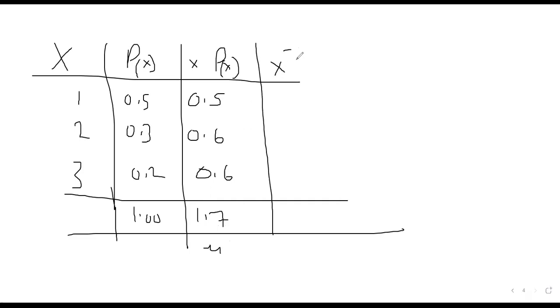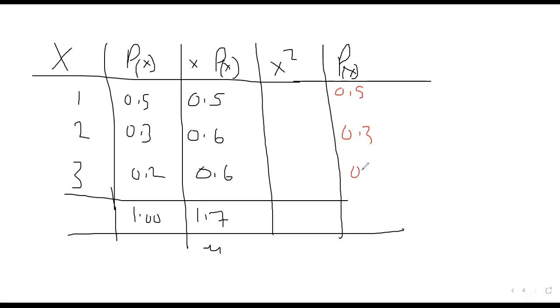Then we now square our values of x. The same probabilities are what we're going to use: 0.5, 0.3, 0.2. But square: 1 squared is 1, 2 squared is 4, and 9. All right. So we now square x squared times the probability of x.